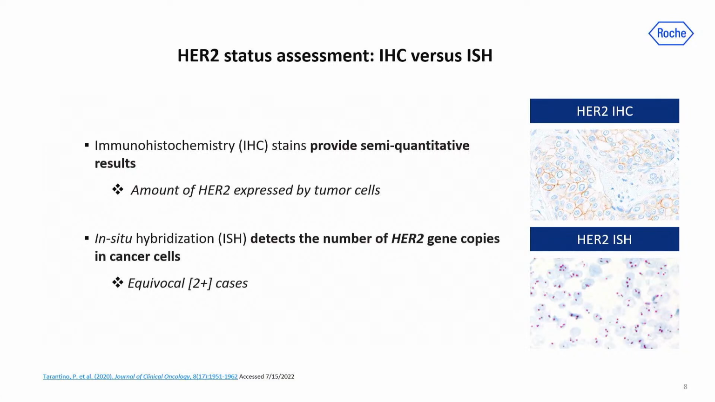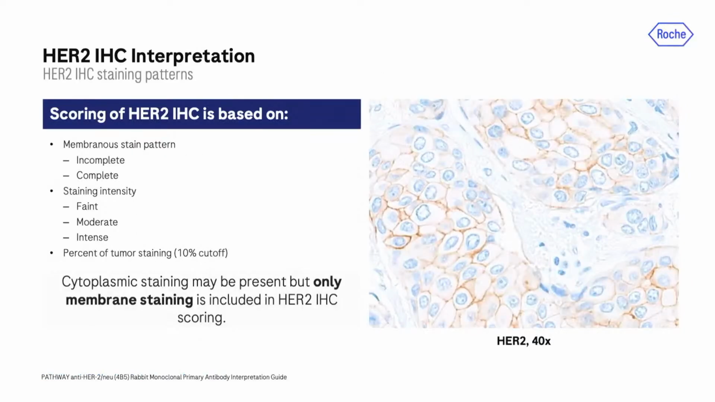Now, these tests are not used in lieu of each other. It's not that if IHC is not available, then you go ahead and do ISH or vice versa. No. The guidelines are very specific. You start off with IHC, and then depending upon the result that you get, you go on to do in situ hybridization. So when it comes to interpreting HER2 IHC, the way I like to think about it is through 4 key questions.